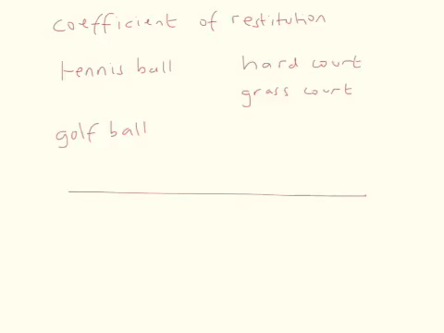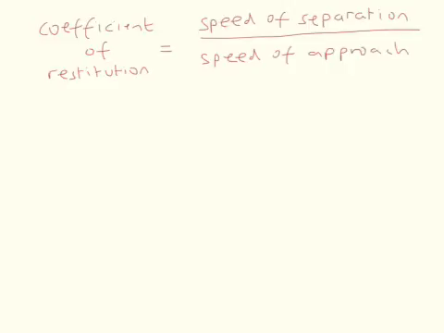So the coefficient of restitution is a fraction between 0 and 1, and a perfectly elastic collision would take place if the coefficient of restitution is exactly equal to 1, and a perfectly inelastic collision would arise if the coefficient of restitution is 0. So if we consider the speed of separation of two particles after the collision, that's going to be a smaller number than the speed of approach. And so this fraction, the speed of separation divided by the speed of approach, is called the coefficient of restitution.